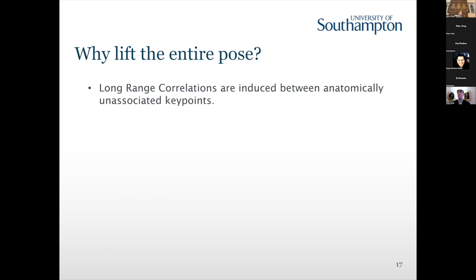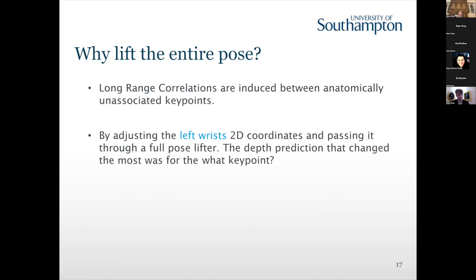So I tested for this. I got a load of 2D poses. I moved the left wrist a little bit to still be believable. And I just analyzed the depth predictions of my model, and I found that the depth prediction that changed the most was for the right wrist. In other words, the model has learned to associate that if the left wrist moves in 2D space, the right wrist should be the most influenced key point in 3D space, which doesn't make sense when I can do this.